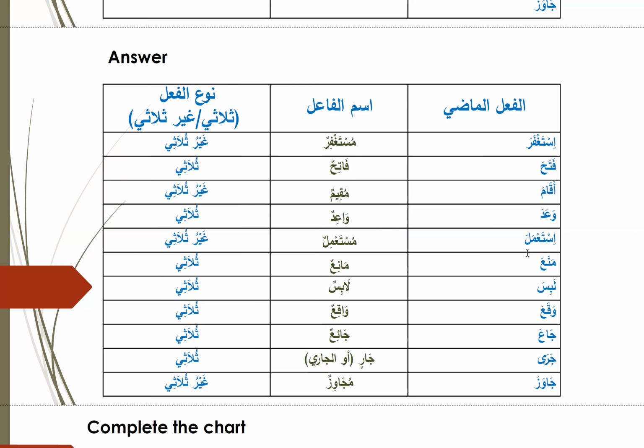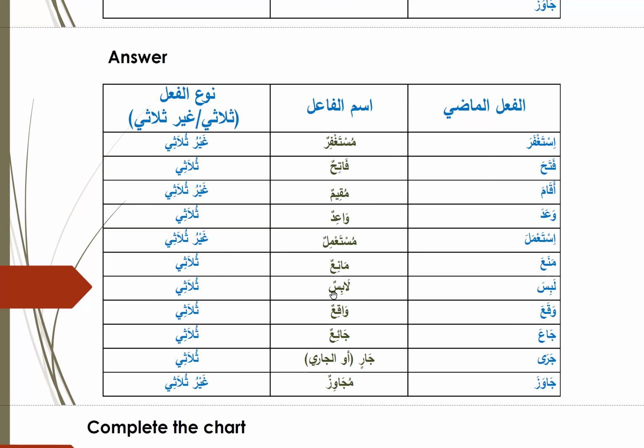Istamala is to use. So istamala, the present tense is yasta'milu. So the ism fa'il is musta'mil. It's ghayru thulathi, not thulathi. Mana'a, it's thulathi. And so what we do is put alif and kasra. Mani'. Mana'a means he prevented. Mani' means a preventer.